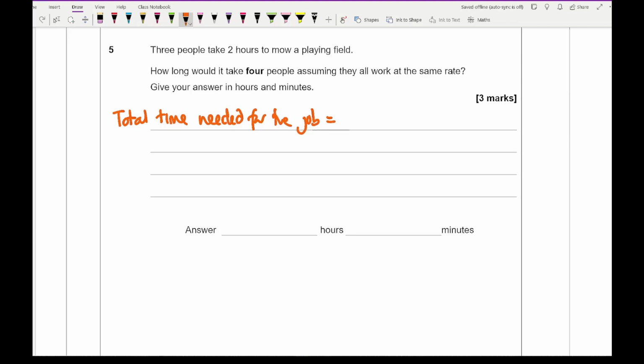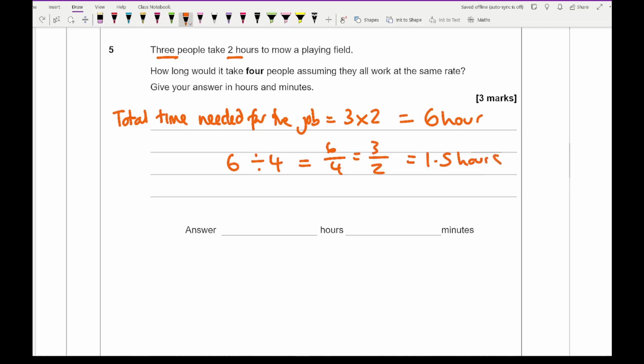And that is going to be 3 times 2, so basically this is a 6-hour job. So then what we need to do for 4 people is just do 6 divided by 4, which is 6 over 4, which is 3 over 2, which is 1.5 hours. And then we just need to give 1.5 hours as hours and minutes, and that's 1 hour and 30 minutes.